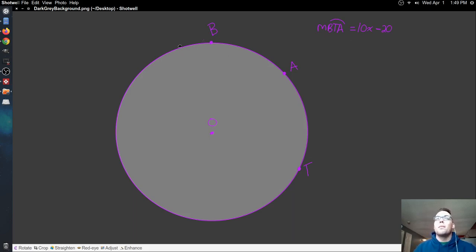And I'm going to go ahead and label that. A lot of times you're just going to label it right on the outside of the circle here, 10x minus 20. And a lot of times what I like to do is add a little line and just go like this around the thing. So I'm tracing it going, all right, BTA, that whole arc there is 10x minus 20.